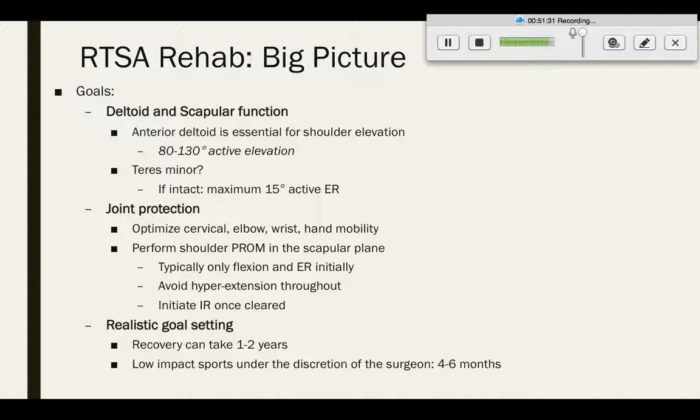We always want to avoid hyperextension. So what does that mean? Educating your patient to place a pillow behind their arm when they're laying down. When you're working on a patient, having a towel roll placed behind them. And then once they are cleared to initiate internal rotation by their shoulder, or as indicated in their protocol, we will work into internal rotation.